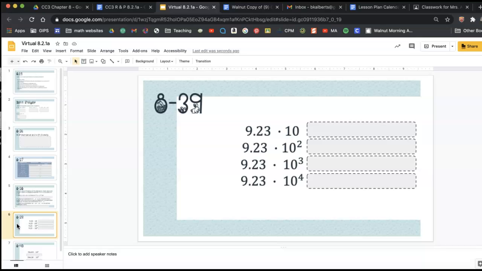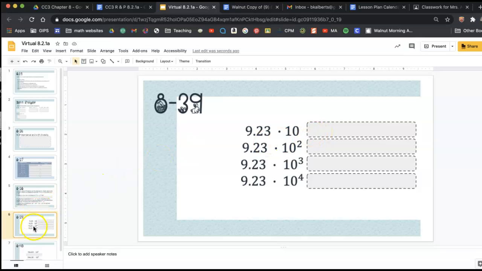And then the next two slides have to deal with when we have powers of 10. So this has more to do with our scientific notation, but thinking about what happens, and we've talked about this before, about what happens to a decimal or a number when we multiply by a 10. And so you're just going to simplify. So if I take 9 and 23/100 times 10, where's my 0 going to go?